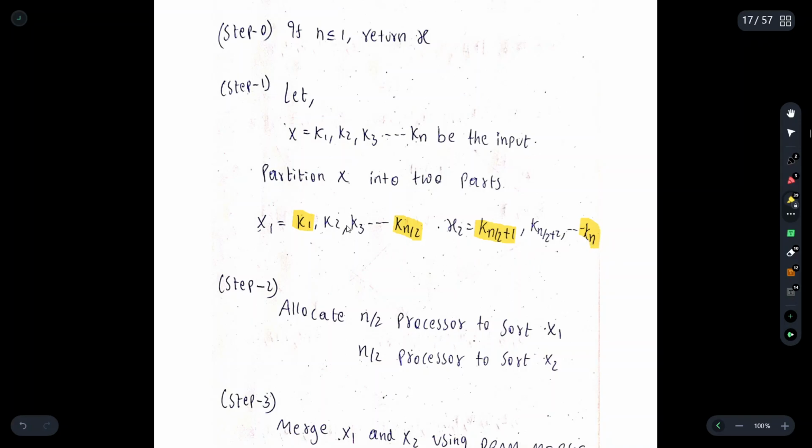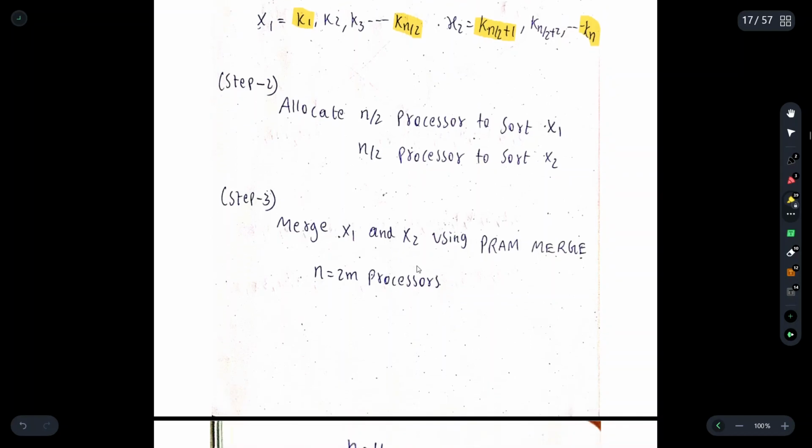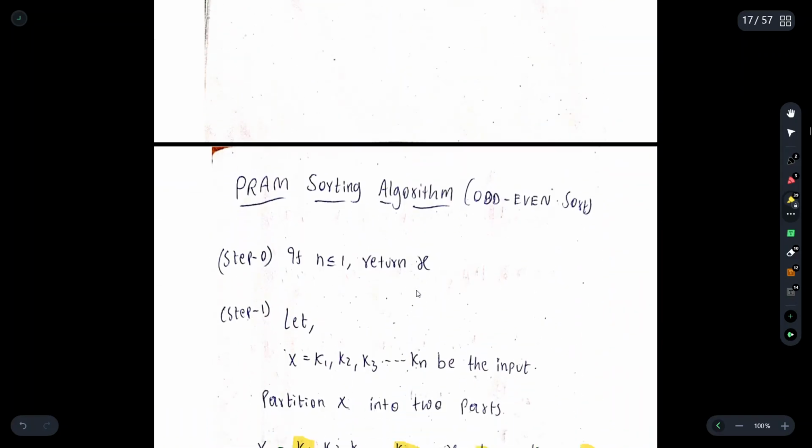You just need to remember this one single thing in this algorithm. k1 to kn/2, and then kn/2+1 to kn. Both of these are the partitions of the algorithm. Allocate n/2 processors to x1 and the other part of the processors to x2, and then we just merge x1 and x2 using parallel merge. So it requires 2m processors. In this way the algorithm works.